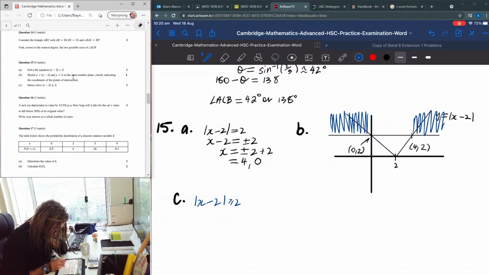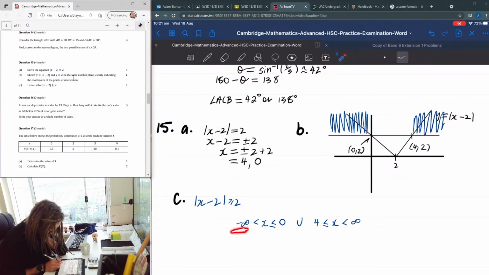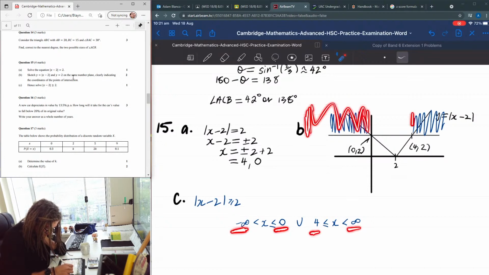So negative infinity to 0 union, no, that needs to be equals, 4 to infinity. Okay, so this one says from negative infinity to 0, and this one says from 4 to infinity.